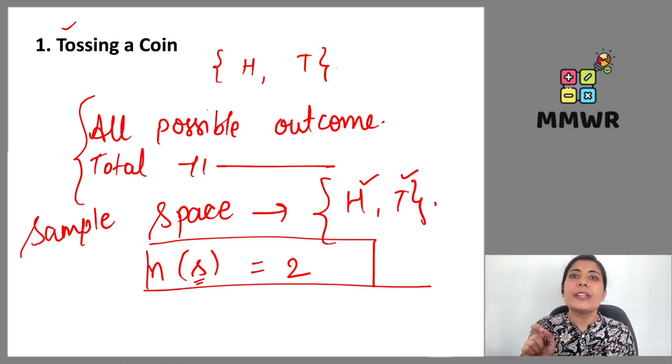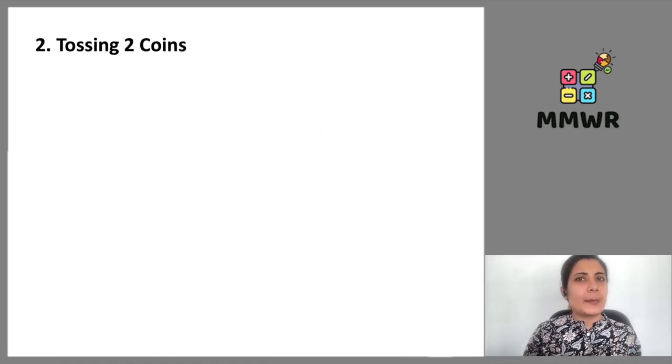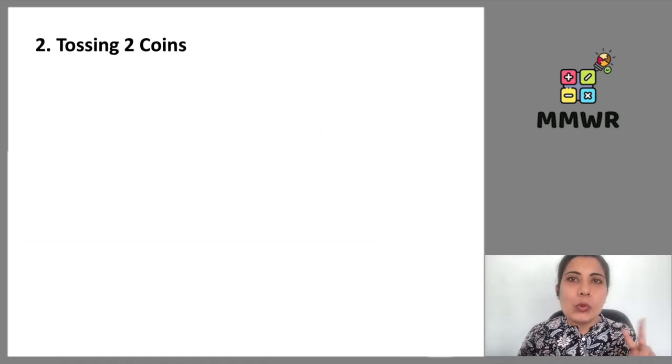Okay, which is going to fix the value for the denominator in all cases. So for now, we are just discussing what total possible outcomes are there in different cases. Okay. So let's look at another experiment in which we have to toss two coins together.